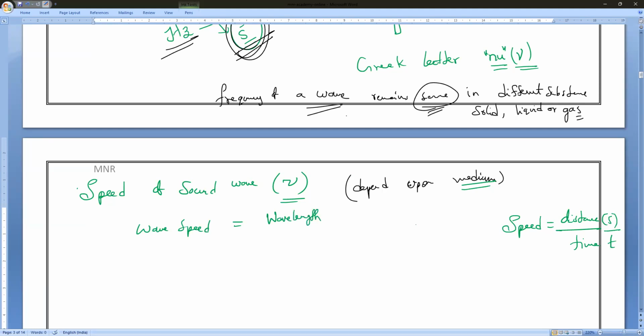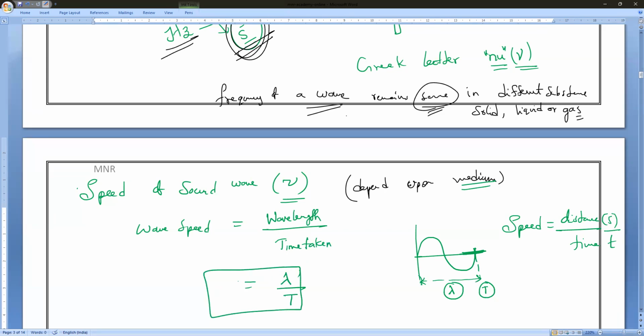Wavelength. So wavelength means what? A distance of one complete wave. That is wavelength. So the time taken to complete one wave, what do we call it? Time period. Wavelength divided by the time taken to complete that wavelength, that is lambda by T, the wave speed formula. Wave speed is equal to lambda by T.